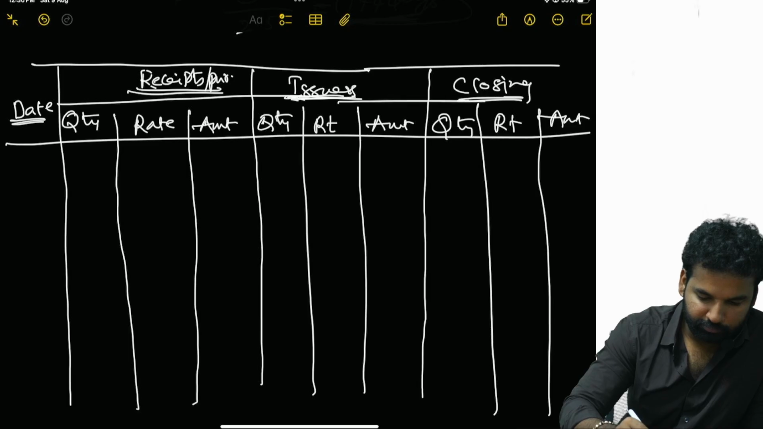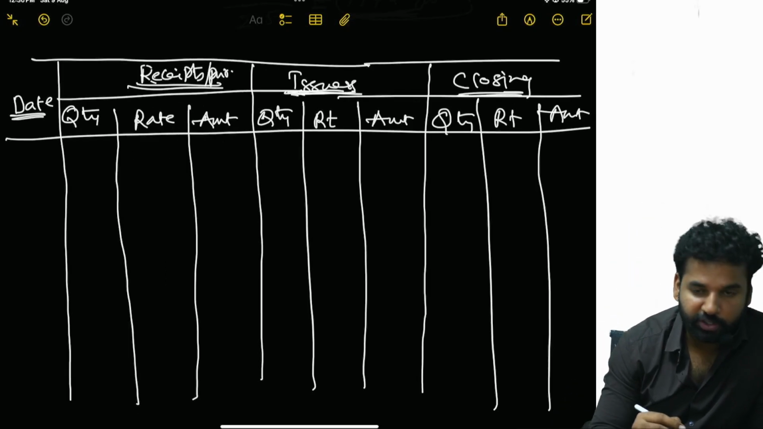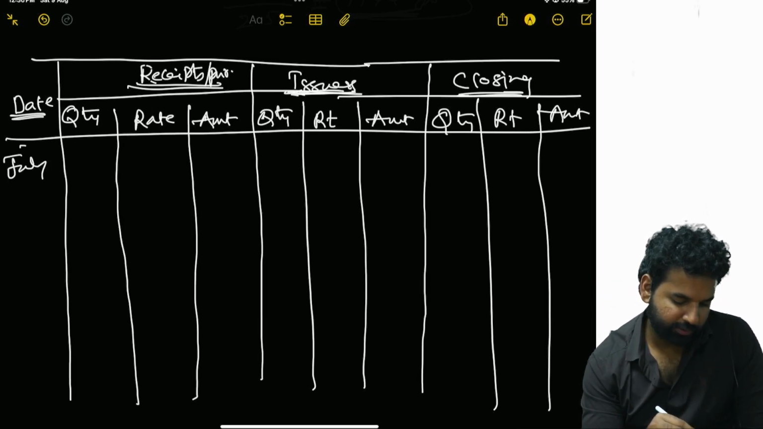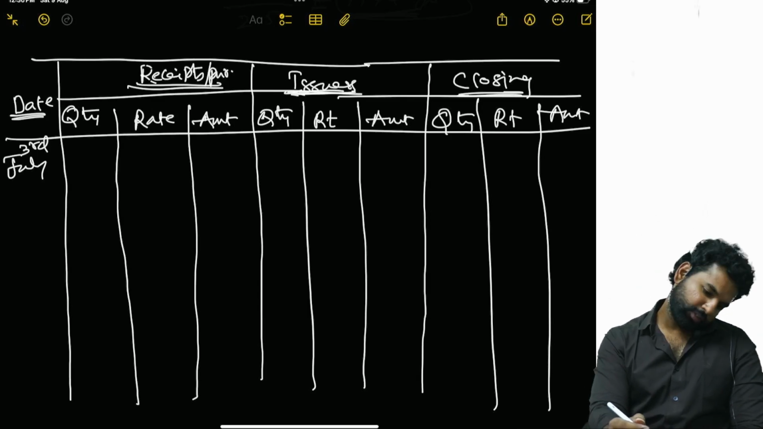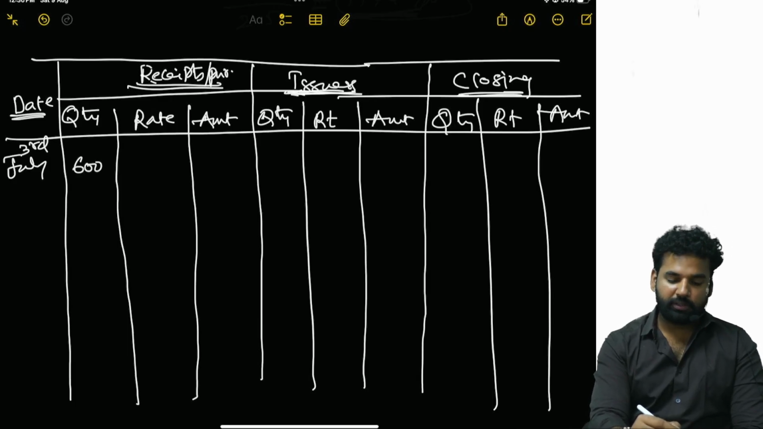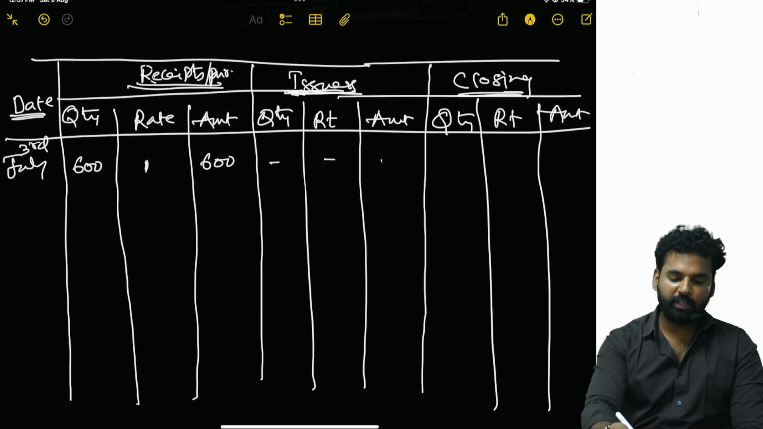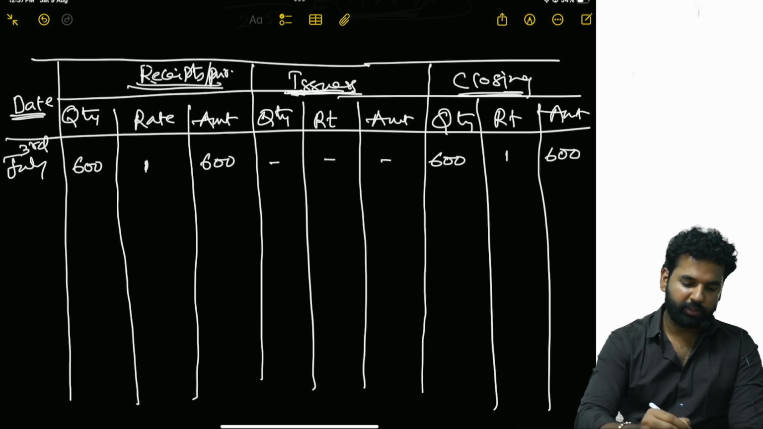Okay, right. So first of all, tell me the first date. What is the first date? July 3rd. What have we done on the day? Purchase, how much? 600 units we purchased at rupee 1. So the amount will be 600. So that will be there in the closing stock, correct? 600 at rupees 1. The amount will be 600. Is this okay? Right. First day done.